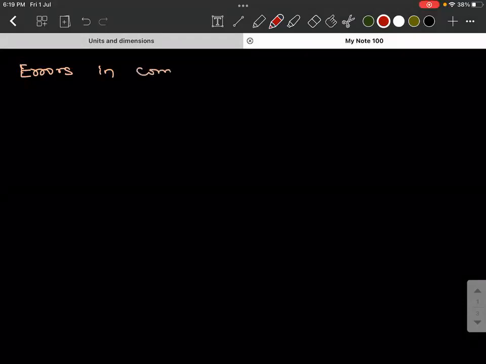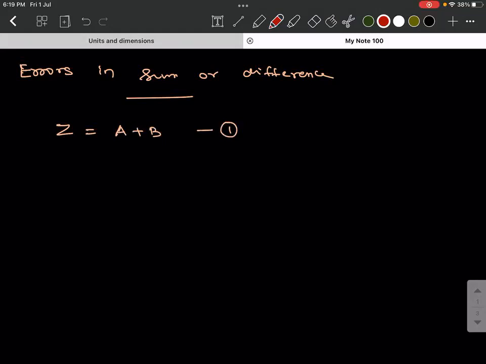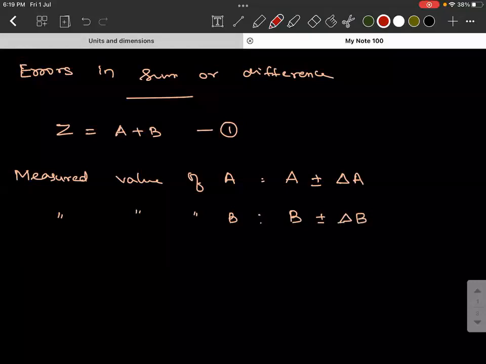Okay. Errors in sum or difference. Okay. So let's say there is a physical quantity Z, which is the sum of two other physical quantities A and B, which I'll call equation 1. Then what is the measured value of A? Measured value of A is true value plus or minus the average error. Then what is the measured value of B? B plus or minus delta B. Is that clear? Then what will be the measured value of Z?